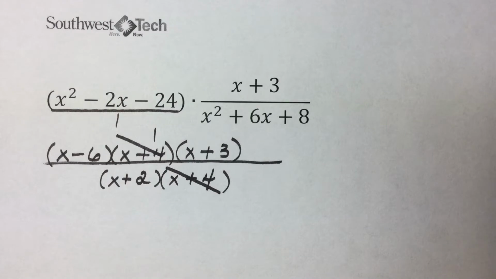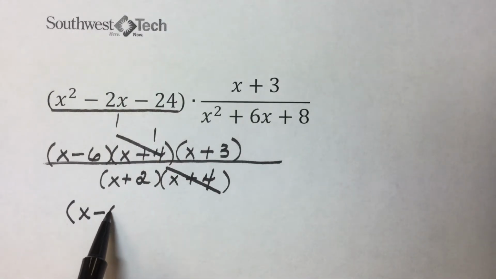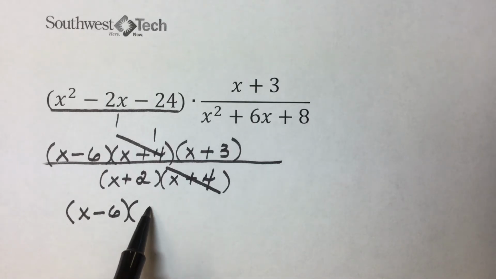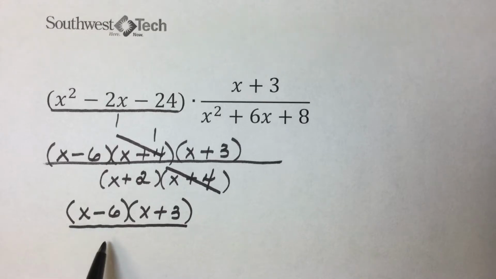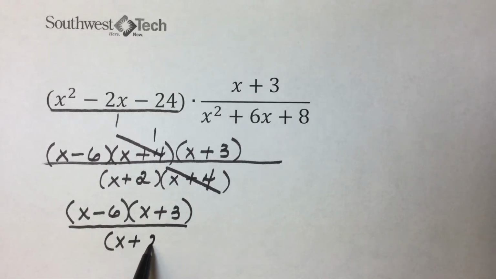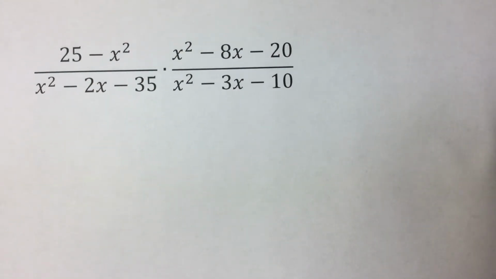And as I mentioned earlier, instead of multiplying, we're going to leave this multiplication of these rational expressions in factored form so that it is clear that it is in simplified form. Let's look at one other example. Here we have multiplication of two rational expressions.